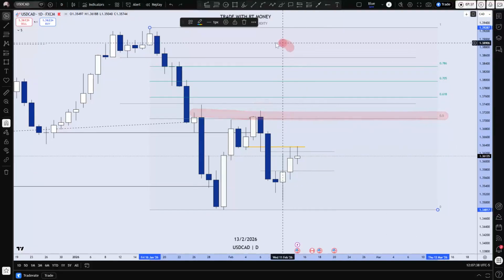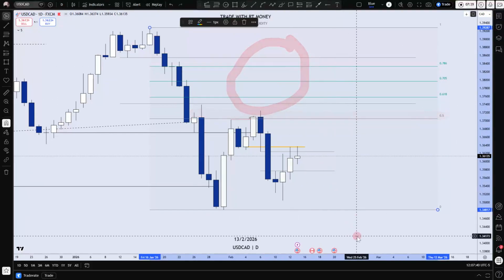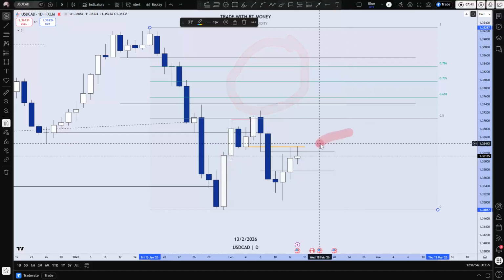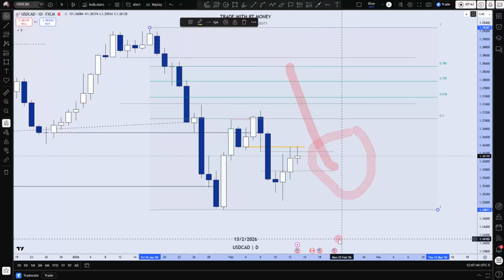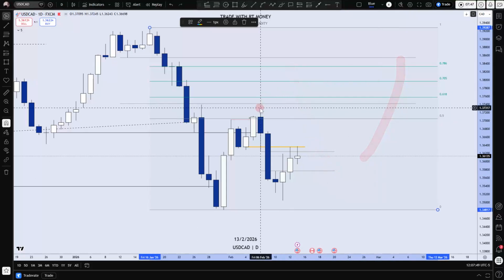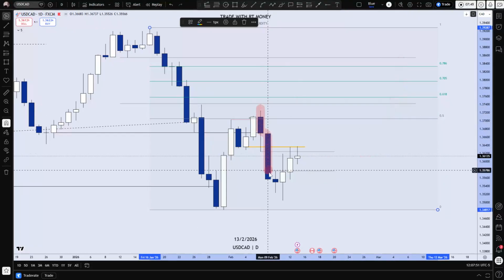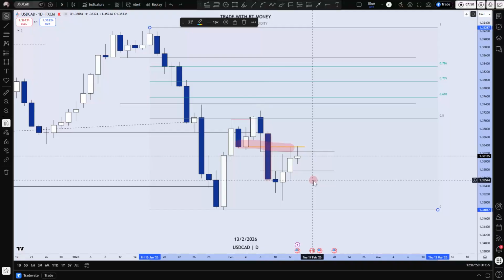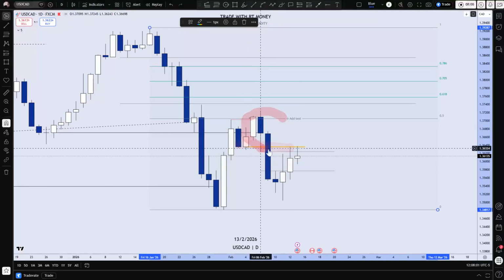All right. This is premium prices. This is discount prices. You want to take your shorts from premium. You want to take your longs from discount. If you would have took the short from premium, you would have been great. All right. Price comes back up into the fair value gap as it displaces through the order block. All right. Which validates the order block for me.